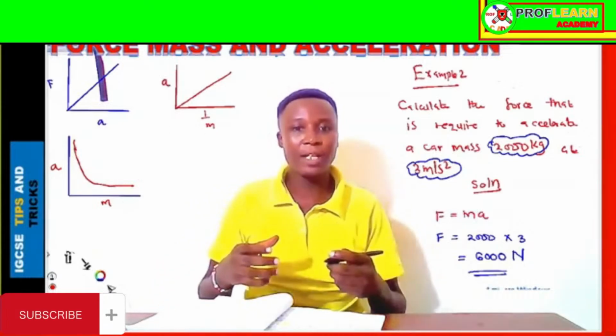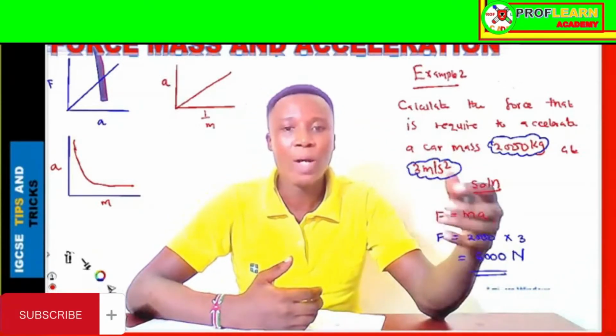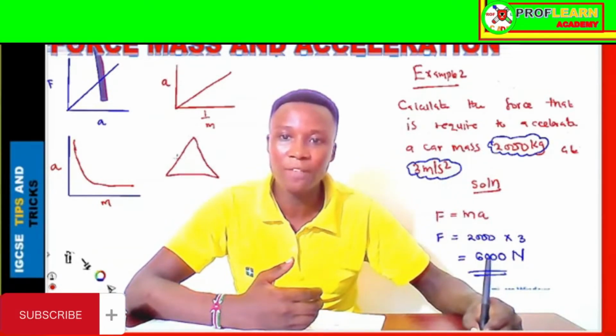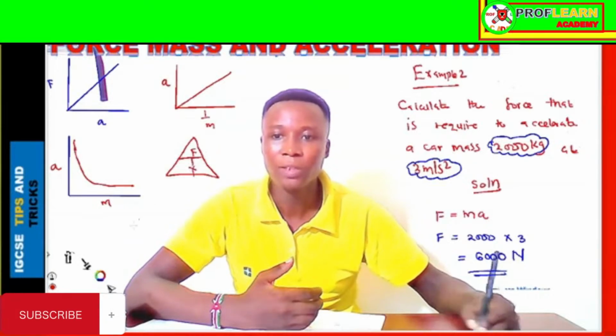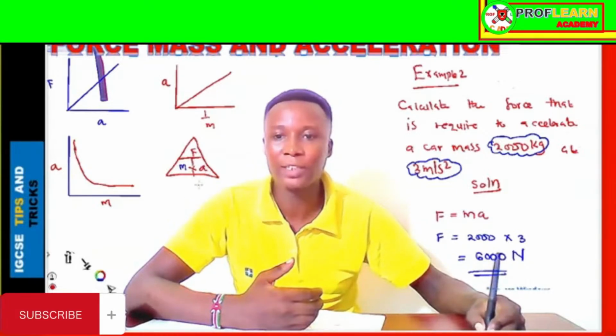And at the same time, you need to know how to use this formula to work out different problems. In order to remember this formula, this triangle will be very essential and helpful, because if you have force at this point, and then here multiplication, then of course here we're going to have mass, and at this point we're going to have acceleration.